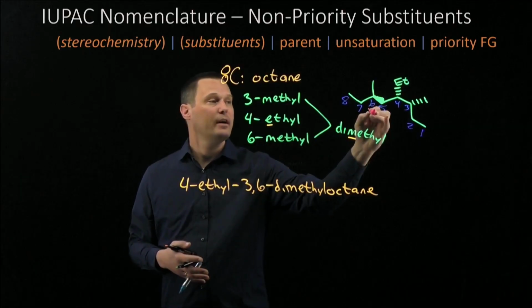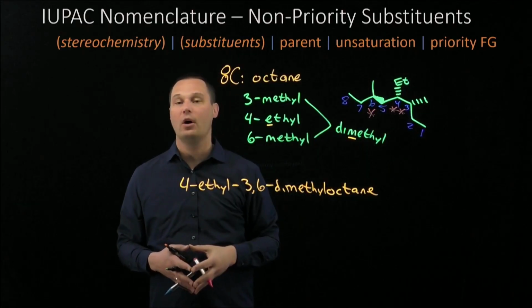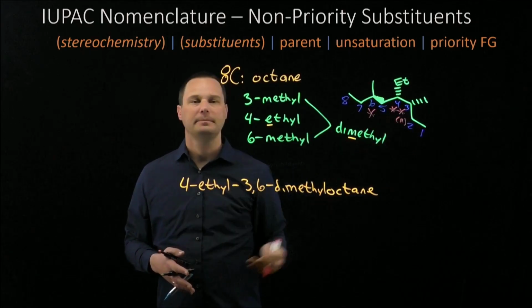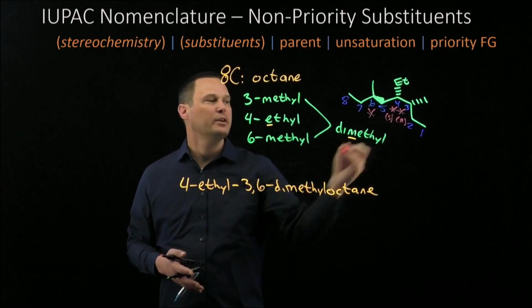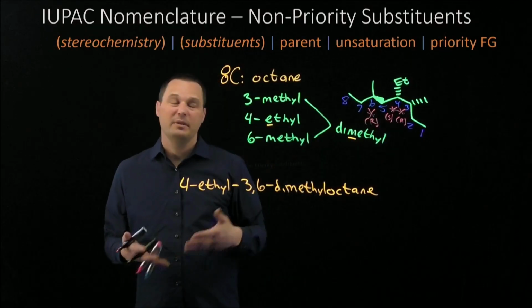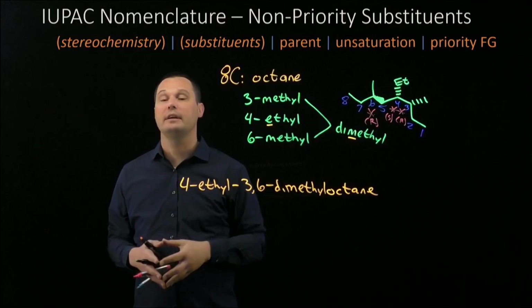Here we really have 3 stereocenters. Carbon 3, carbon 4, and carbon 6 are all stereocenters in this molecule. Carbon 3 is an R stereocenter. Carbon 4 is an S stereocenter, and carbon 6 is an R stereocenter. Again, this isn't a video on assigning R and S labels, but you can watch that video. I have it linked in the description below.